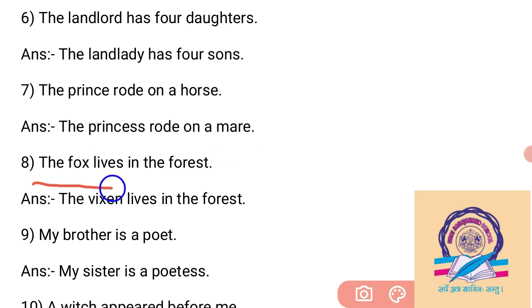Then the fox lives in the forest. So fox is a masculine gender. So fox changes into vixen. The rest of the words of our sentence remain as they are. We have to change only the gender here. It means the vixen lives in the forest.